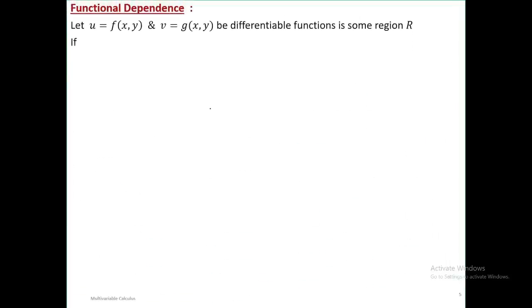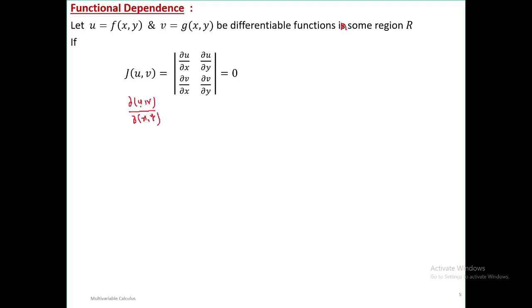Next definition: functional dependence. Let us take two functions u and v, both functions of x and y, be differentiable functions in some region R. If the condition is that the Jacobian vanishes, so J of u comma v, or dou of u comma v divided by dou of x comma y. Because u is a function of x and y, and v is a function of x and y.